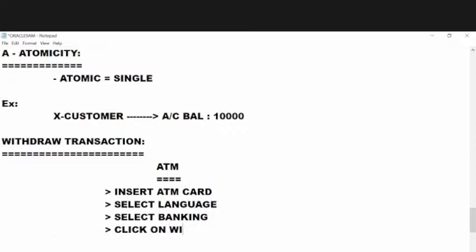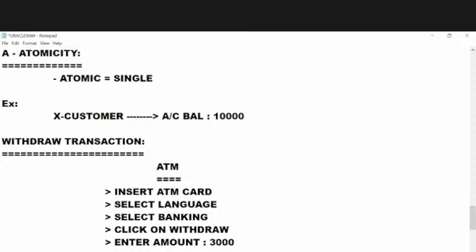Okay, now carefully observe. Next one is what now? Select your language. Next one is what now? Select your banking option. The next one I want to click on, what is this? Withdraw. After clicking on withdraw, it was asking what now? Enter amount. Suppose the amount he wanted is 3,000 rupees.